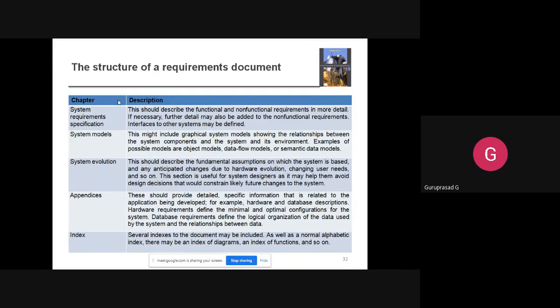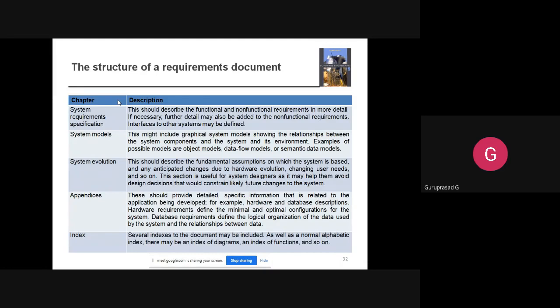Then the last two parts, index and appendices. The appendices provide detailed, specific information related to the application being developed, for example hardware and database descriptions. Whereas for the index, we need to have a normal alphabetic index, or an index of diagrams.